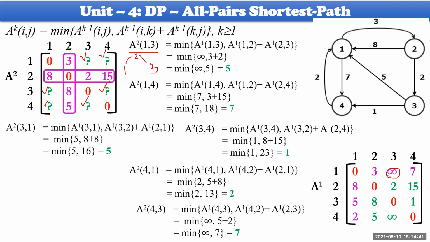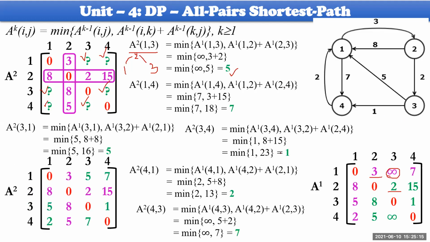So A power 1 of 1, 3, comma, minimum of infinity comma A power 1 of 1, 2 plus A power 1 of 2, 3. 1 to 2 is 3, and 2 to 3 is 2. So this is 2, and this is 3, and this is 2. Minimum of infinity comma 5 is 5. Like that we have to get the values. So finally, after evaluating everything, you get this particular matrix.